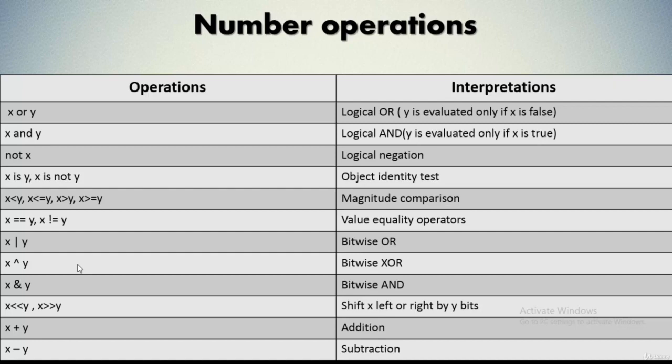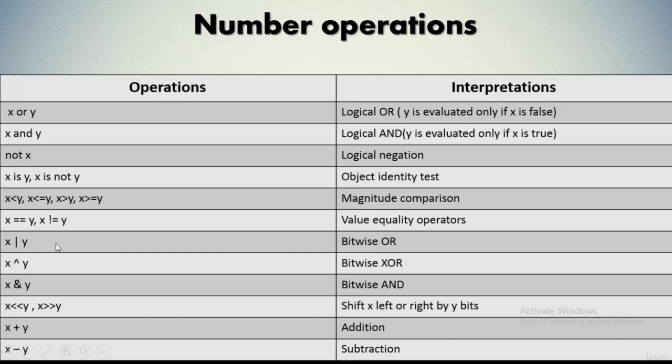Then we have magnitude comparison. You can compare the magnitude of various number type values. For example, if you have two number type values x and y, then you can compare their magnitude using the less than operator, the less than or equal to operator, the greater than operator, and the greater than or equal to operator. Next we have value equality operators to specify whether two values are equal or not. We have the equal to and not equal to signs for that. As you can see over here, if the magnitude of two values is equal, you can say equal to, and if it is not equal, you can say not equal to.